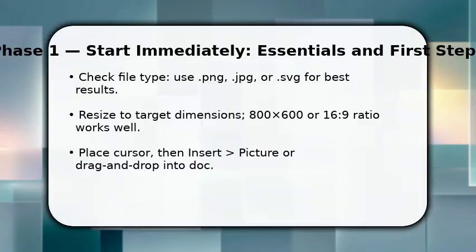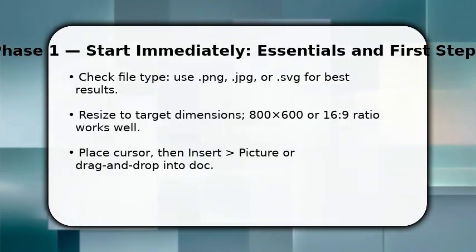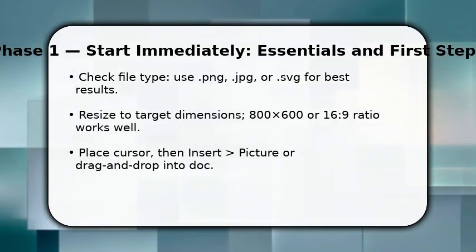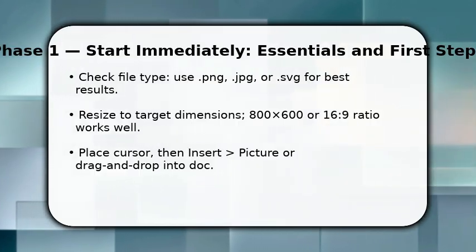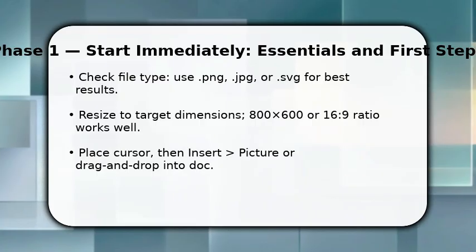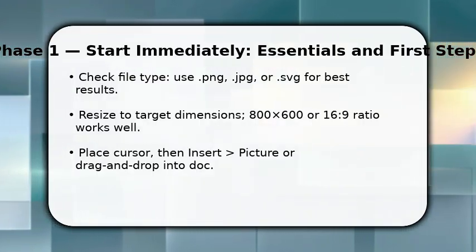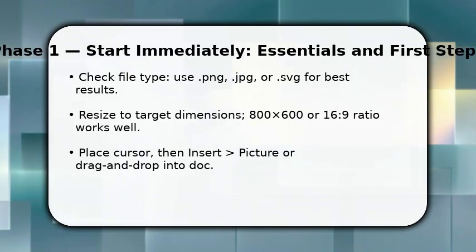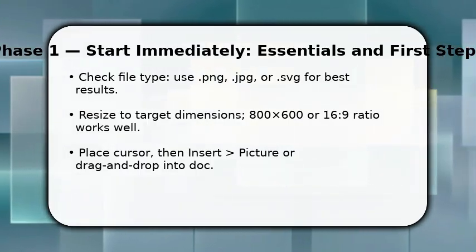Enjoy the video. You start by preparing the image so the document accepts it cleanly. Choose a PNG or JPG and resize to roughly 800 × 600 or the desired ratio. This prevents layout shifts. Once done, place the cursor where the picture should go, then use Insert Picture or drag and drop the file. You do this now because early placement sets flow and wrap behavior.